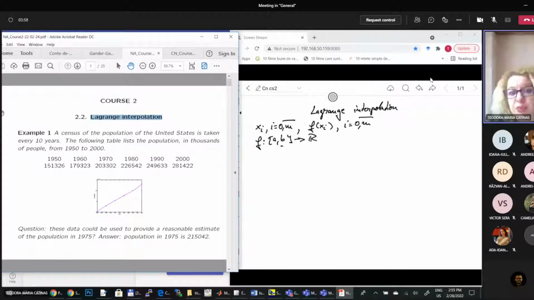There are two main cases when this procedure is applied. The first one is when we don't know the function, as in this example of census. So these are xi, the years, and the values of the function for the years are given by these values representing population. So here we don't know the function, just some values for a set of points. Or we have seen the other example when we know the function, but it's difficult to work with that function and it's better to work with polynomials. So we will find polynomials that approximate the function, and then for finding the value of the function for some other point, we will take the value of the obtained polynomial.